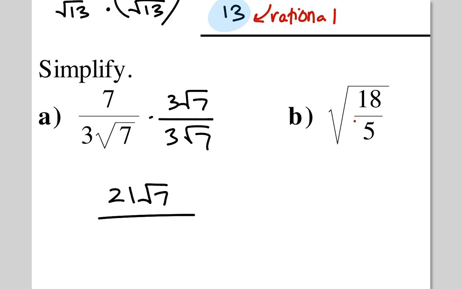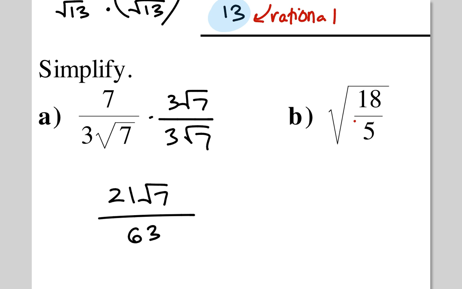Now on the bottom, what do you have? 3 and 3 for sure make 9, right? No. Yeah, root 7 just makes 7. That's this. Root x just makes x. So root 7 makes 7. 3 and 3 make 9. 7 and 9 make 63.